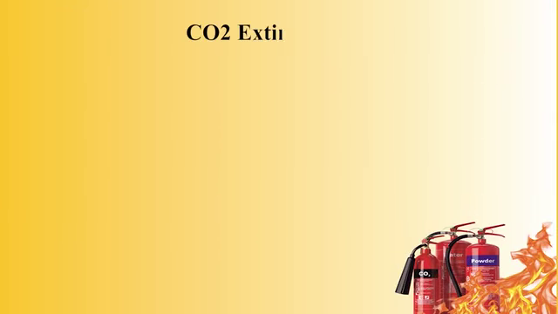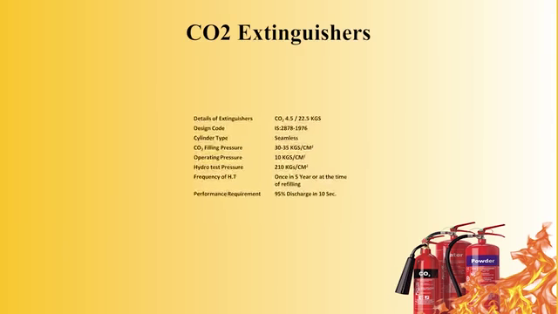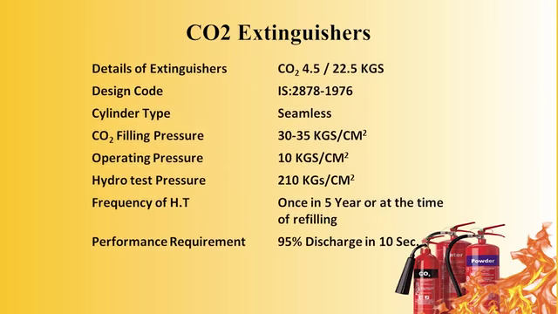CO2 extinguisher. Details of extinguishers. Here, in our society and industry, mostly the CO2 extinguishers which are hanging on the wall are 4.5 kg, and trolley mounted is 22.5 kg. Its design code is as per IS standard. Cylinder type, seamless. CO2 filling pressure is 30 to 35 kg per square centimeter.